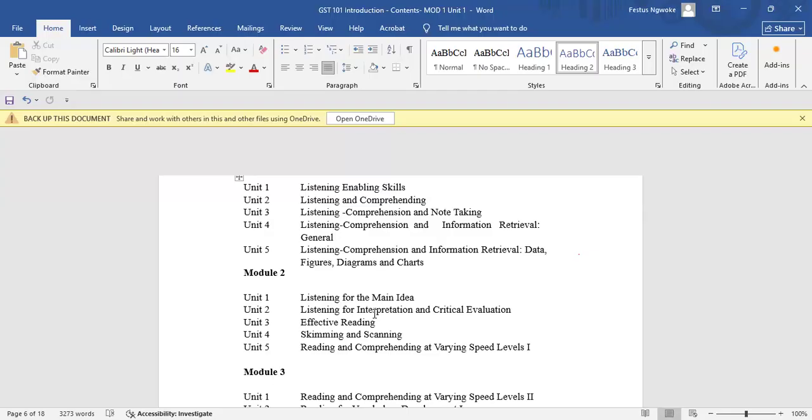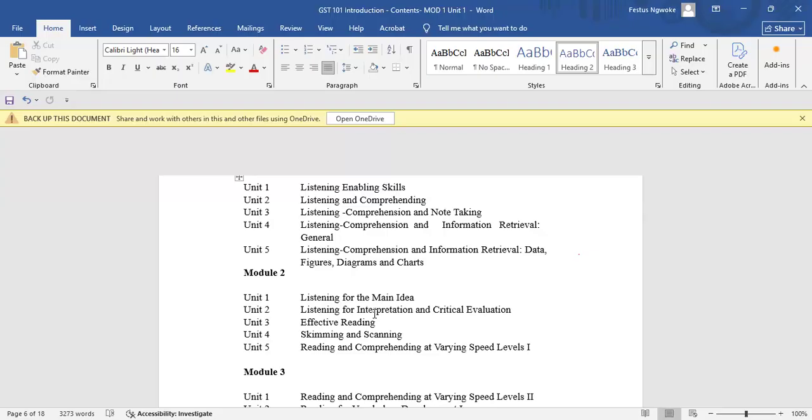The next one in module 2 is listening for interpretation and critical evaluation. After we have discovered the main idea, either in paragraphs or in passages or in texts, we are expected to do some interpretation and critical evaluation. Very important. And after that, we look at reading.